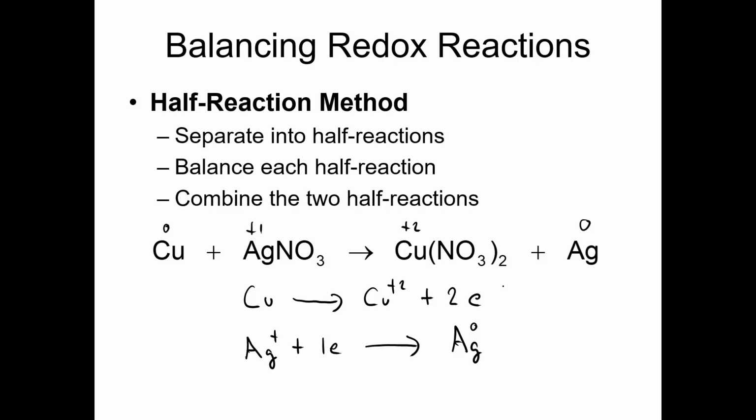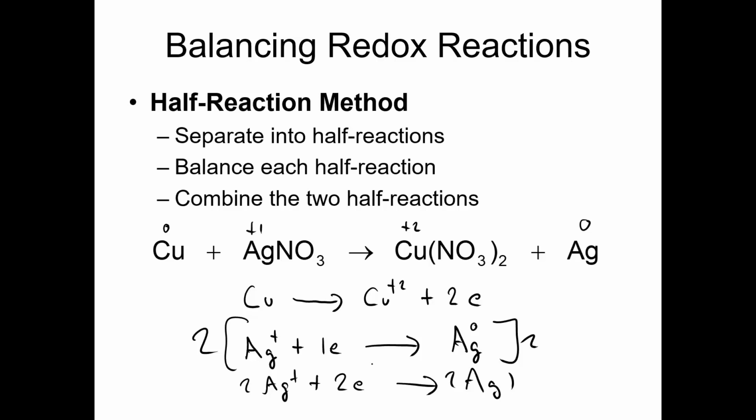And so now what we do is we balance the half reactions, meaning we balance the electrons here, right? So we have 2 electrons that are being released, but only 1 that's being mopped up. So we actually multiply this by 2. So we need 2 silver ions for this reaction, and 2 electrons going to 2 silver. So now we've balanced the electrons.